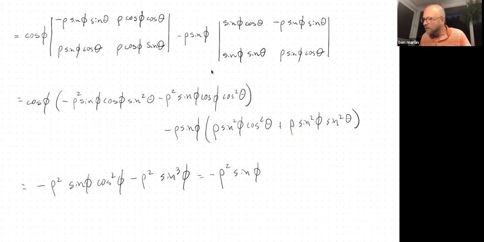That means this bit ends up with a minus rho squared sine phi cosine squared phi, and this bit has a minus rho squared sine cubed phi. If we factor out the minus rho squared sine phi from both of those, we're left with a cosine squared phi and another plus sine squared phi, which is still 1. So that's the reason why we get minus rho squared sine phi.